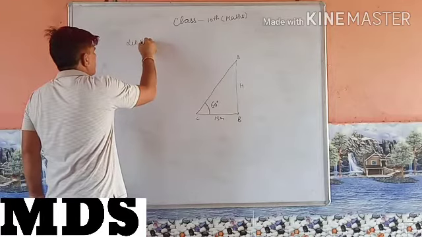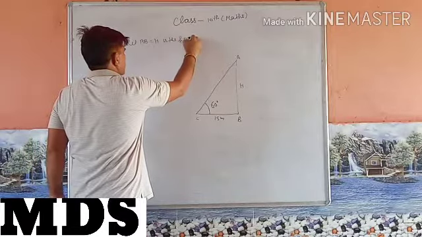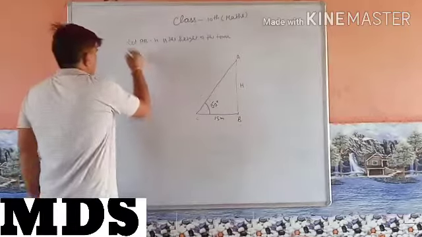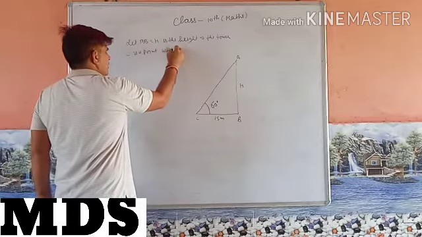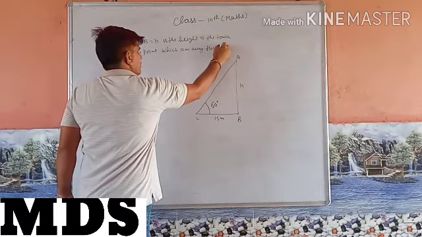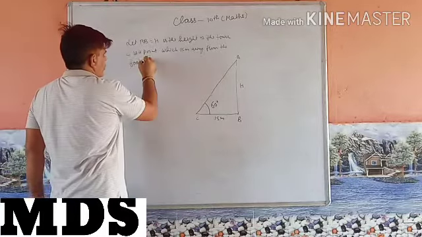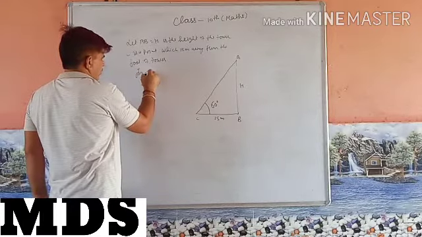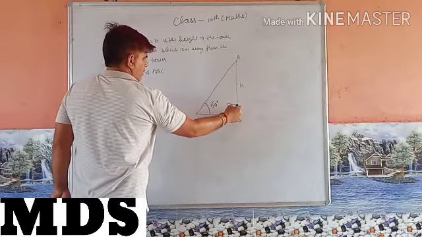Let AB equal to h is the height of the tower. C is a point which is 15 meters away from the foot of the tower. Now in triangle ABC, is this a right angle or not?